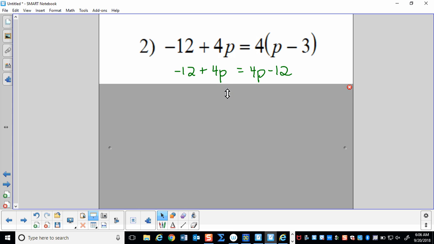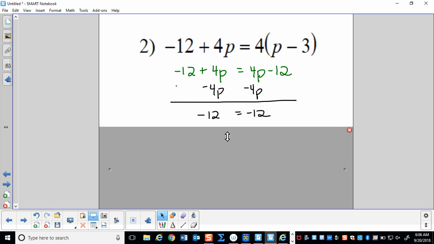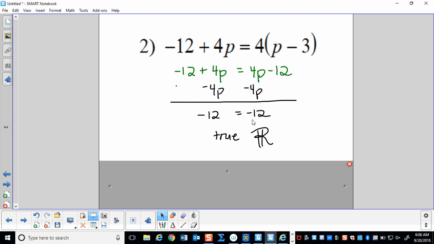So when I continue to solve this problem, and I subtract 4p from both sides, I'm left with just the constant. -12 is equal to -12, which is an example of the reflexive property, but also it's a true statement. So when you are left with a true statement, your solutions are all real numbers. And we can denote it with this fancy R. And all you do is you make two lines, parallel lines, and finish writing an R.